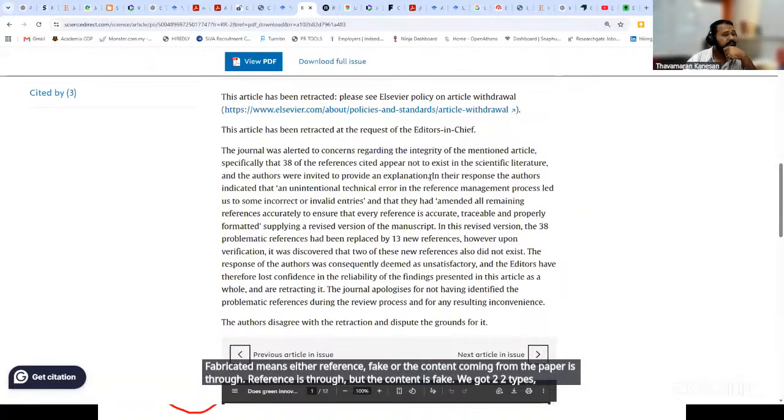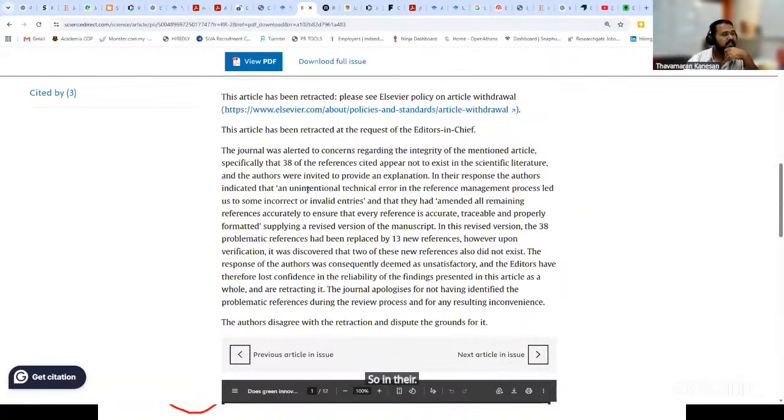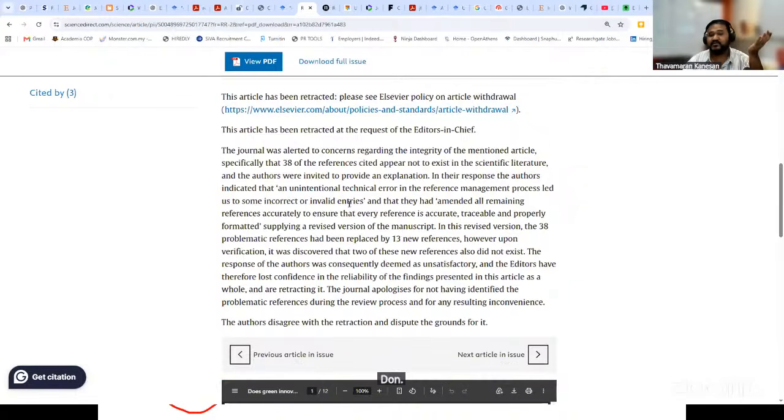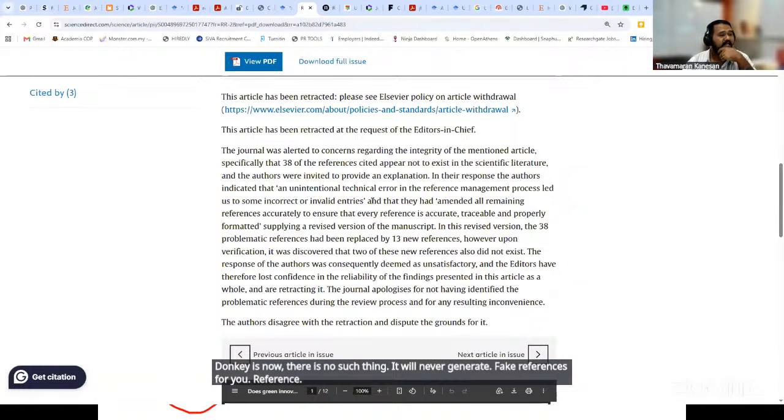In their response, the authors indicated that an unintentional technical error in the reference management process led to some incorrect or invalid entries, which is an utter lie. I have been using Mendeley and EndNote for donkey years now. There is no such thing. A reference management tool will never generate fake references for you. Anyway, they gave them another chance.